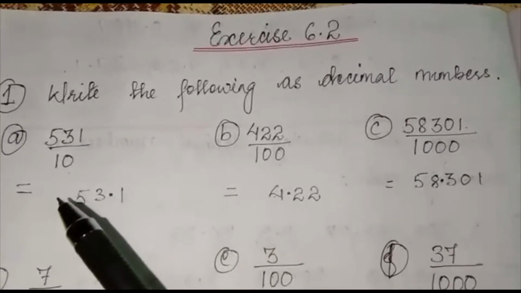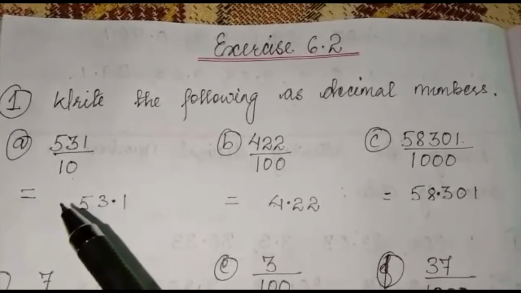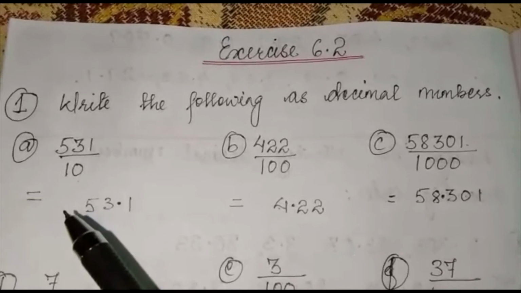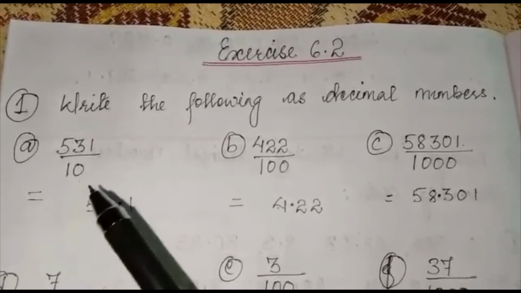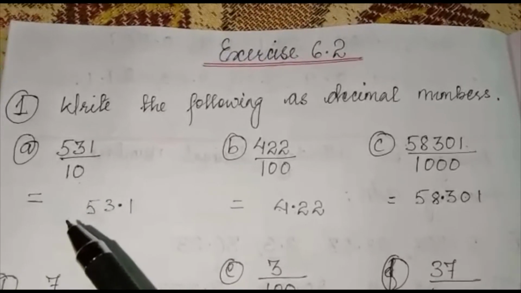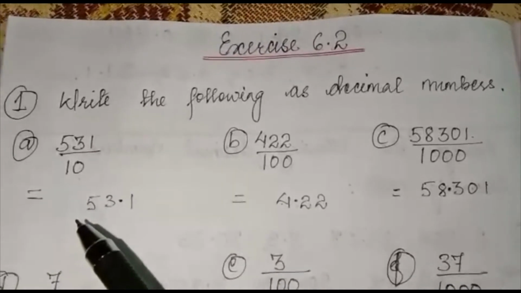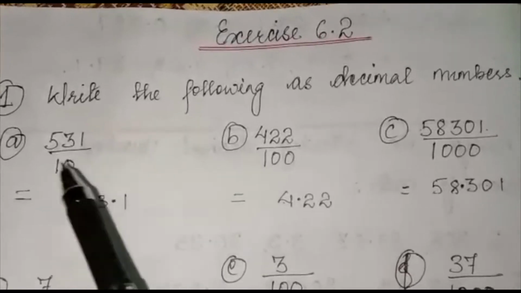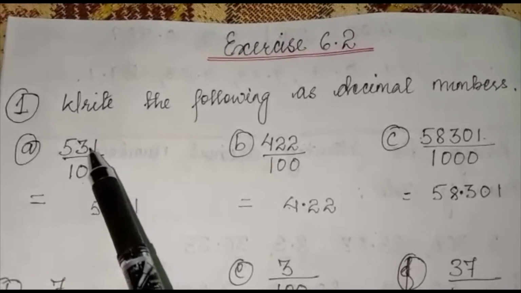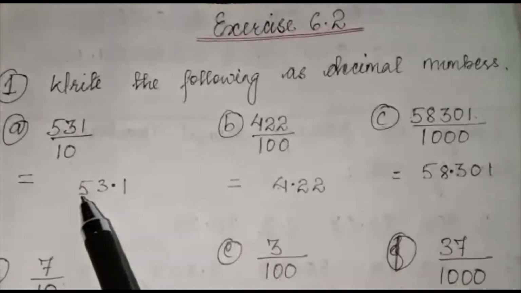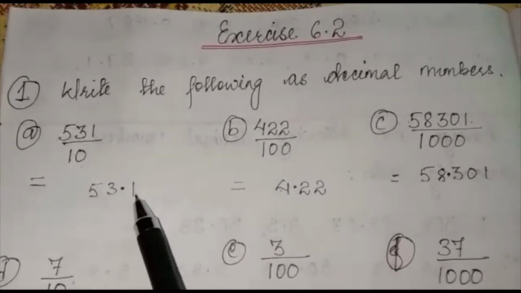Now if in the denominator there is a multiple of 10, like 10, 100, 1000, 10,000, you don't have to divide the number, you just have to give a point. First, before giving the point, you have to count how many zeros are there. So here we have only one zero, so you have to give the point in front of one number. Here will be the decimal, so the answer is 53.1.